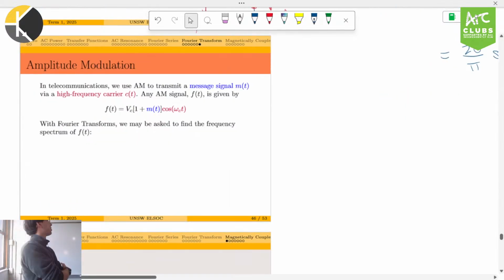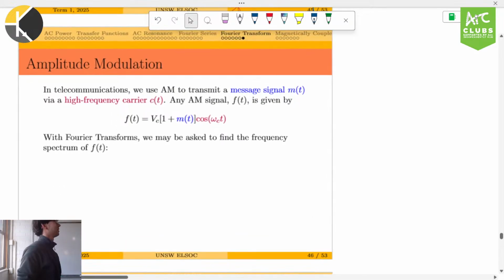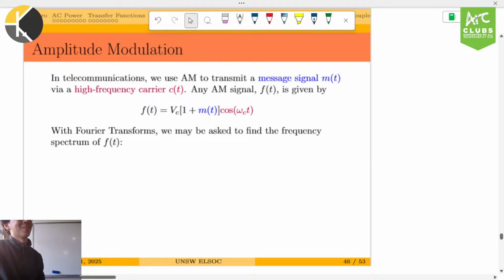Alright, moving on to amplitude modulation. Emma would have gone through this very briefly, because it is not a major thing, but I will touch on it. Amplitude modulation is something we use very often in telecommunications, just because it lets us transmit signals over long distances without them interfering with each other, and also so that we can design antennas to be small and not like a kilometer long.